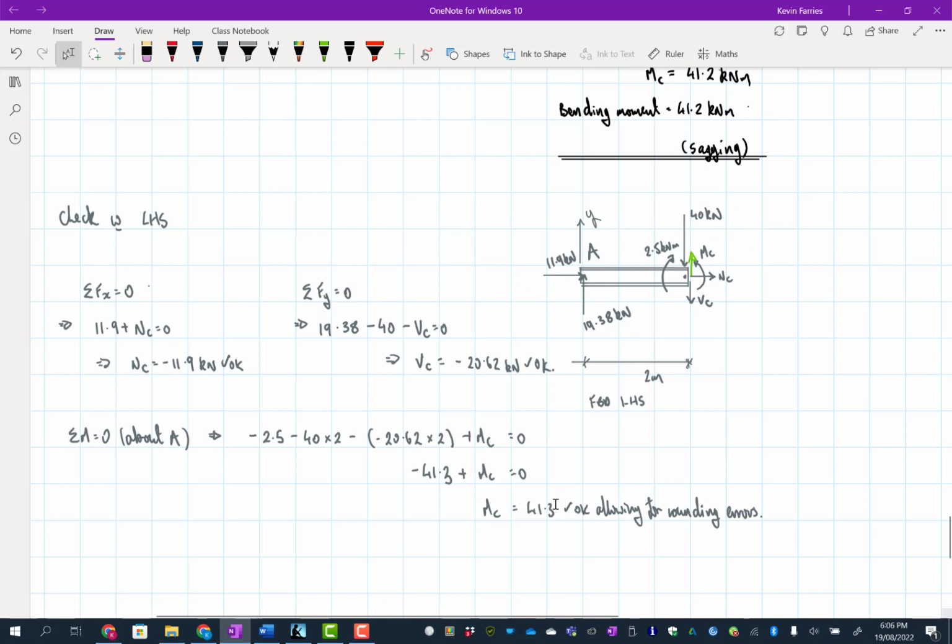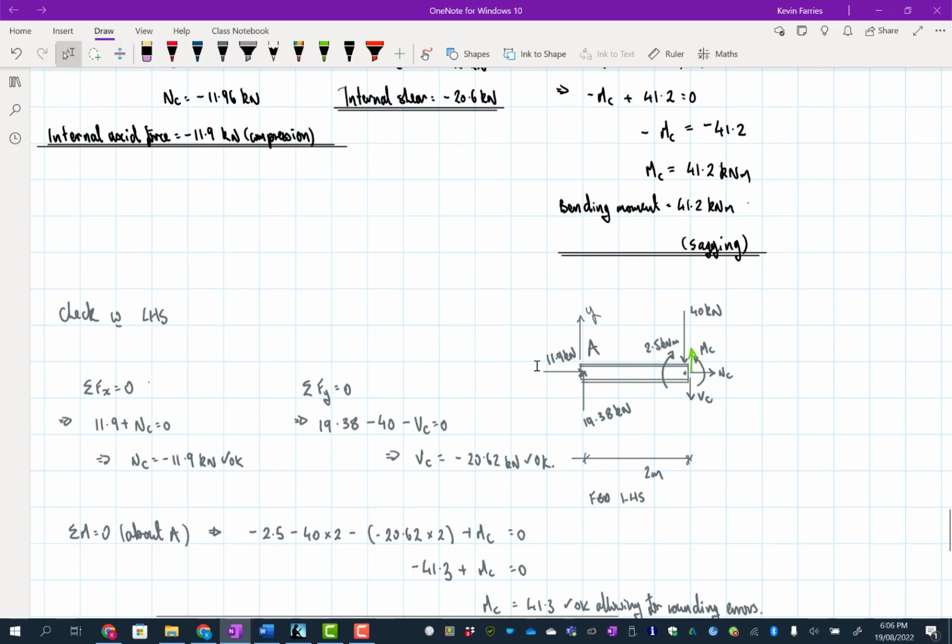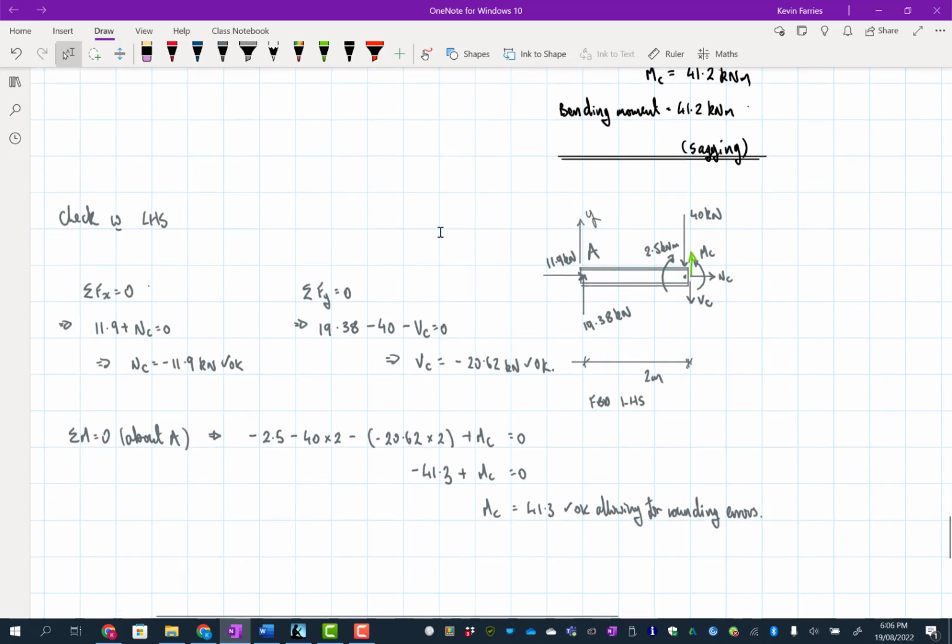So it worked out in the end. It's a little bit different. Must be a rounding error in there somewhere, but it's close enough that I'm happy I've got the right answer. Okay, that's that one done. Okay, now I think you're onto the tutorial sheet after this.